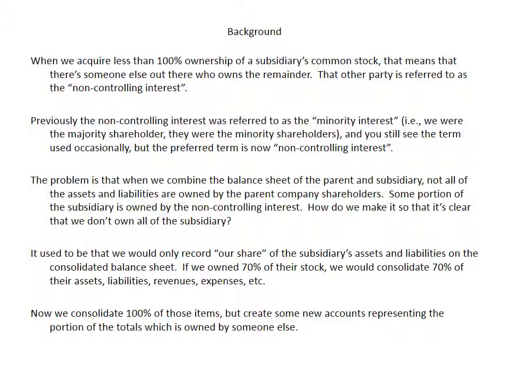Now, it used to be that we would only record our share of the subsidiary's assets, liabilities, revenues, and expenses on our consolidated financial statements. If we owned 70% of the stock, we would consolidate 70% of the assets, 70% of the liabilities, 70% of the revenues, 70% of the expenses, and so on. Now we've changed that and we consolidate 100% of those items, but again, we need to create some new accounts to indicate that not all of the resulting combined entity is owned by the parent company shareholders.